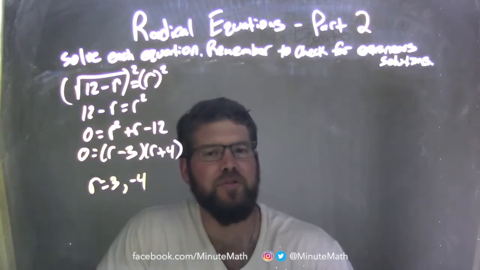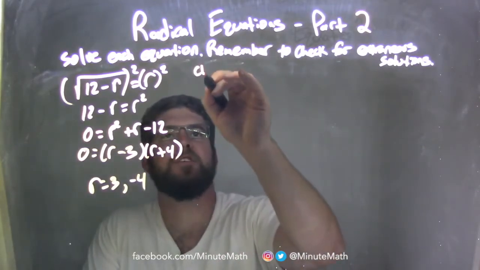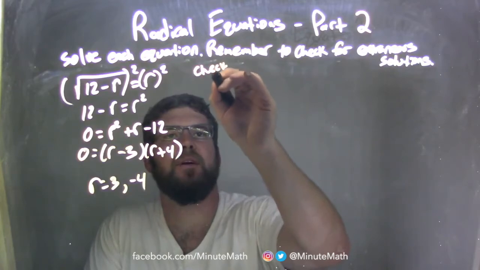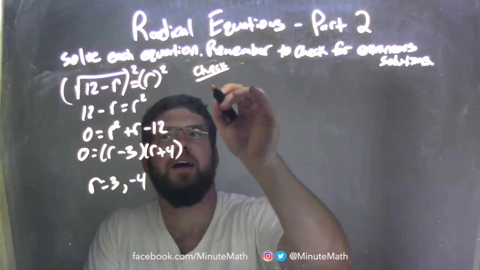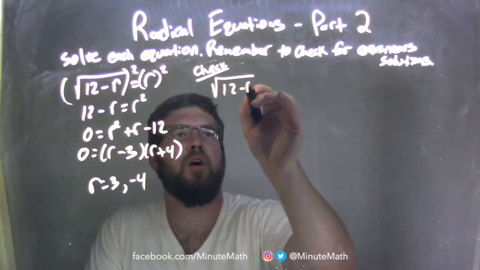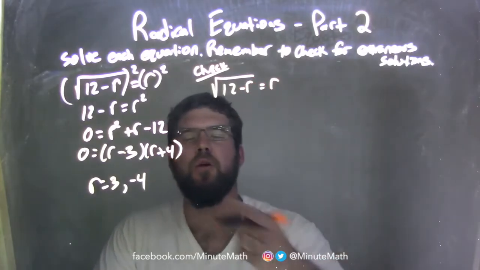So we have two solutions. We need to check both of them. So let's do our check here. We have the square root of 12 minus r equals r. Let's go plug in.